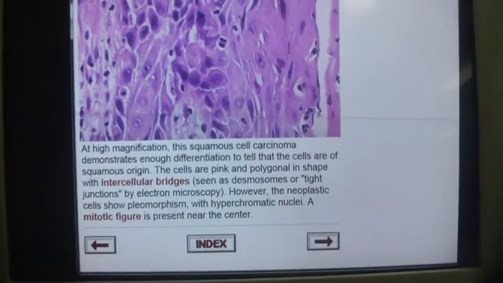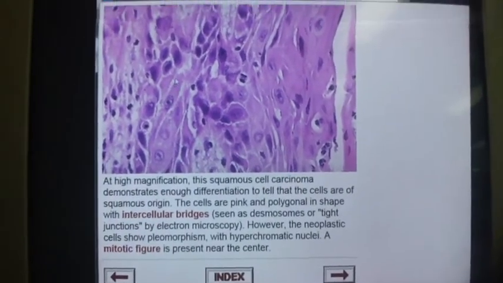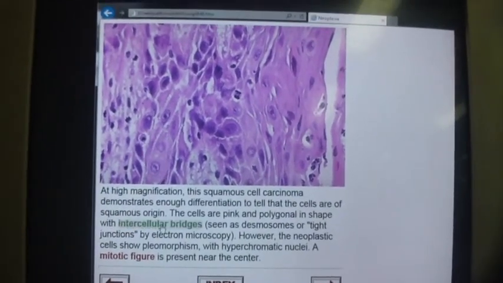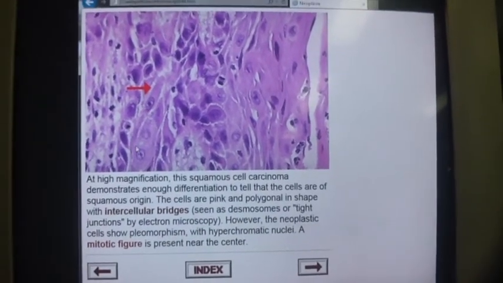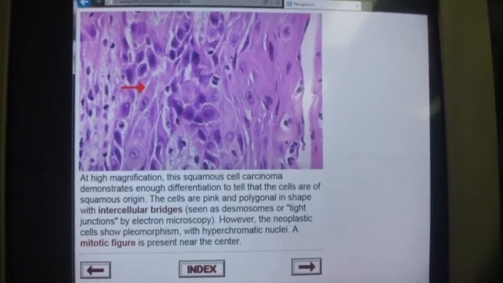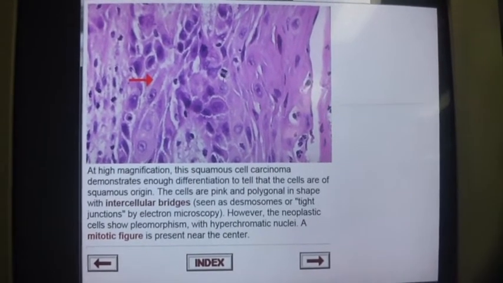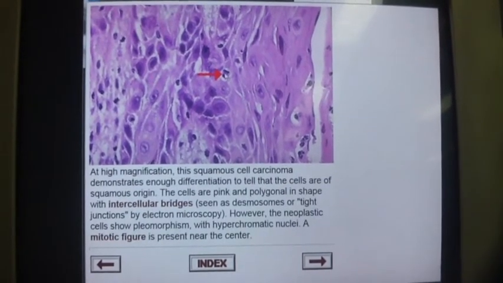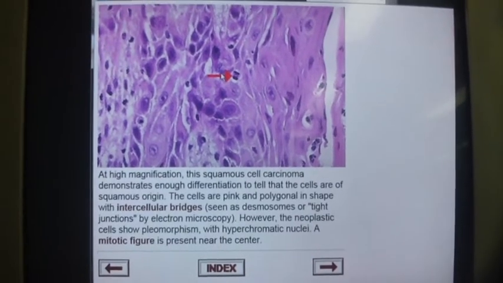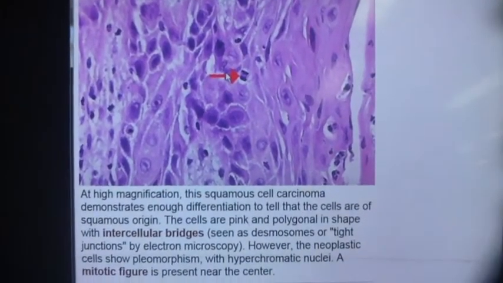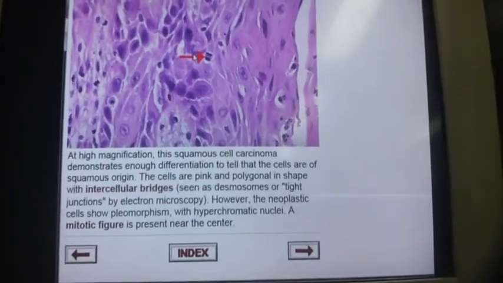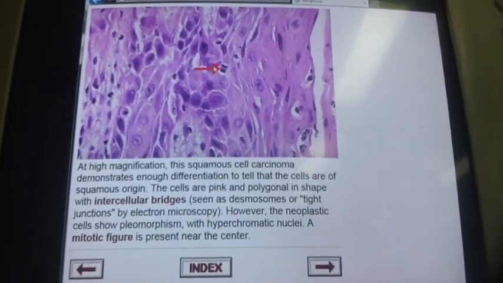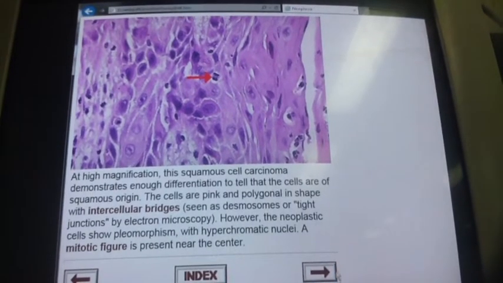This is a picture of the well-differentiated squamous cell carcinoma. As we said, in the well-differentiated type, we will have preserved intercellular bridges. These are the intercellular bridges, which are still there. So this tumor is the well-differentiated type. We can also identify the mitotic figure here. This is the mitotic figure. An increase in mitotic activity indicates an increase in the proliferation of the cells, and this is an indication of malignancy, especially if we identify an abnormal mitosis.